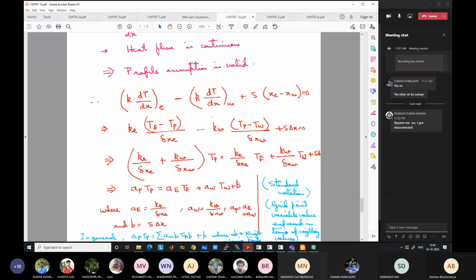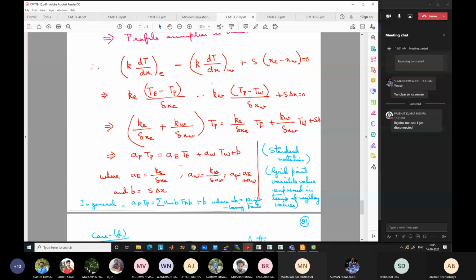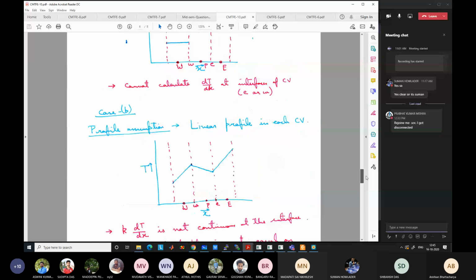B is also a known value. All the source terms are put together in B. So this is the standard notation for the finite volume algorithm, where you write APTP, where P is the concerned grid point or control volume, in terms of its neighboring grid points, summation of A and T, plus B. If we have 10 neighboring grid points, we'll have summation over all the 10 neighboring grid points. Here we have 2 neighboring grid points, east and west, so we have summation over these 2 grid points plus any other source term B. This is the standard notation where the grid point variable value is expressed in terms of its neighboring values. We will continue this discussion further in the next class.